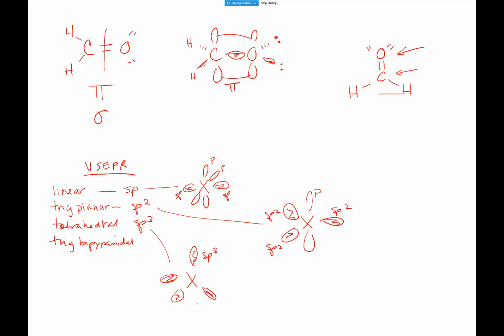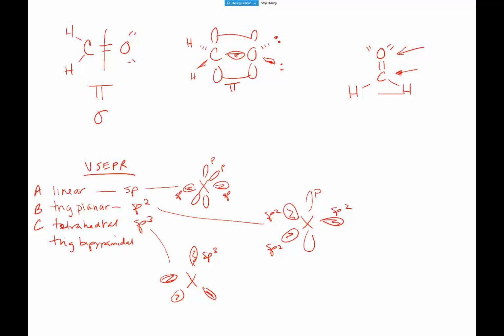So if I looked at this carbon and oxygen in formaldehyde, what's the hybridization? Well, let me start with the geometry. What's the geometry of the carbon atom? What's the geometry of the oxygen? Okay, so take a minute.